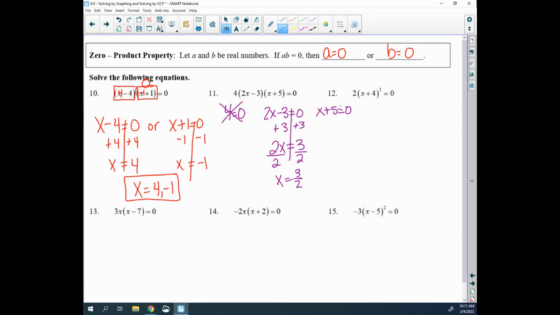If I'm solving this equation, to undo adding 5, we subtract 5. So this 4 did not contribute at all. We know he's not 0, which means x is either 3/2, or you could put 1.5, or it's that negative 5 right there.